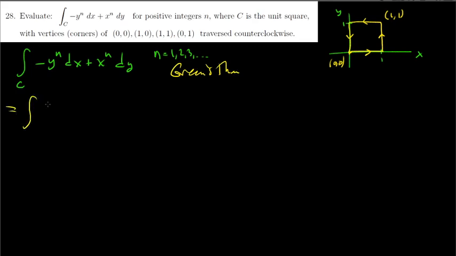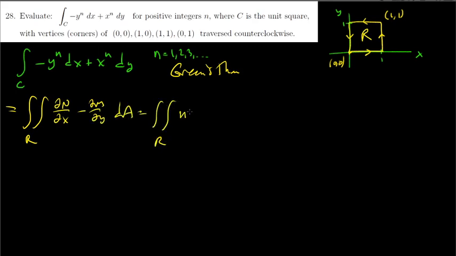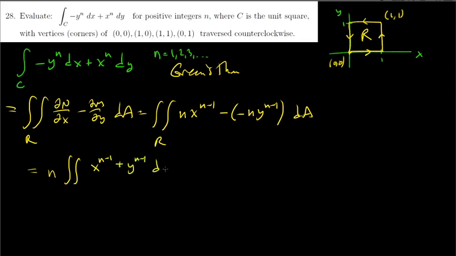which just says that we're doing the double integral over the region R. R is the square, of course, or inside the square, of partial of n with respect to x minus partial of n with respect to y. Yep, so that's going to be nx to the n minus 1 minus negative ny to the n minus 1. So I think we can pull out an n here. Yeah, so we just get x to the n minus 1 plus y to the n minus 1.